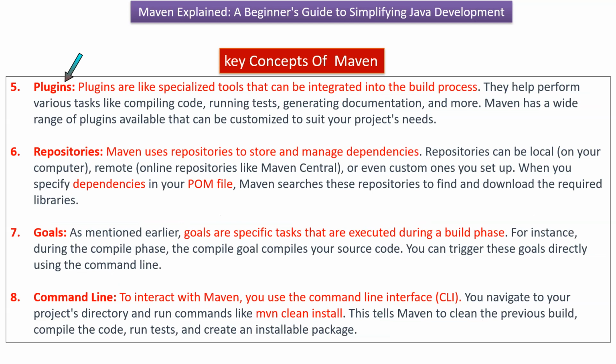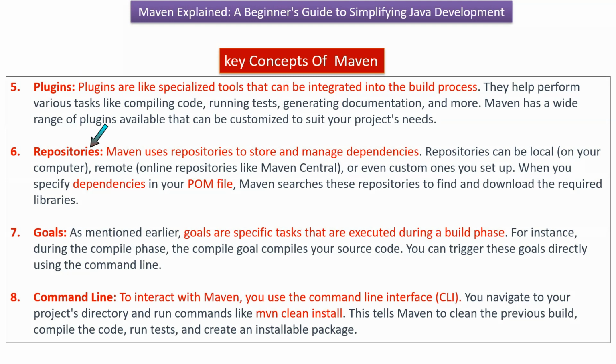Fifth point is plugins. Plugins are like specialized tools that can be integrated into the build process. They help to perform various tasks like compiling code, running tests, generating documentation and more. Maven has a wide range of plugins available that can be customized to suit your project needs.